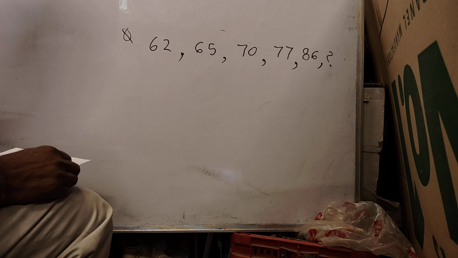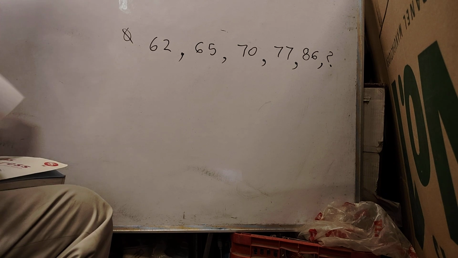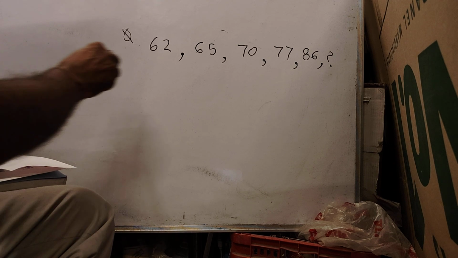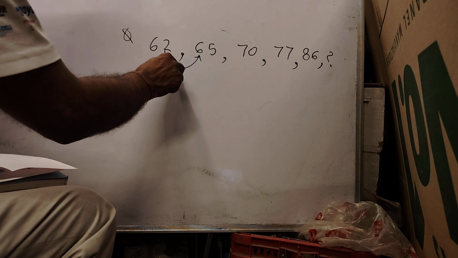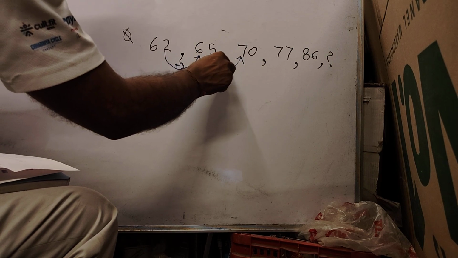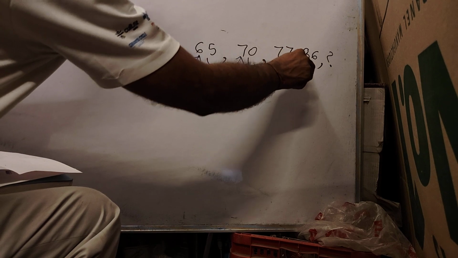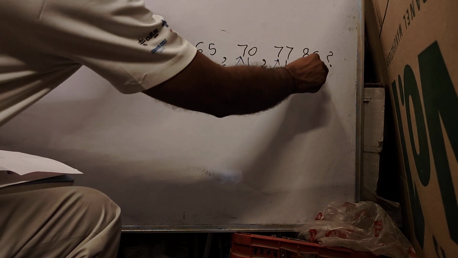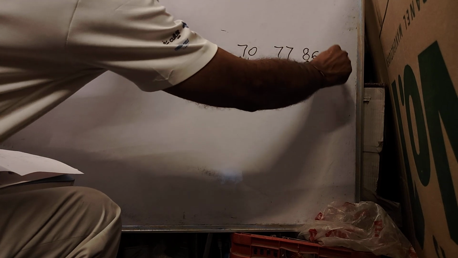The next number would be 97. 97, correct. So this pattern is basically, first the difference is 3, then 5, the next one is 7, the next one is 9, so the next one must be 11. So 97 is the answer.